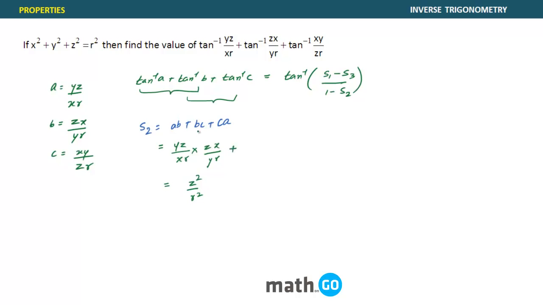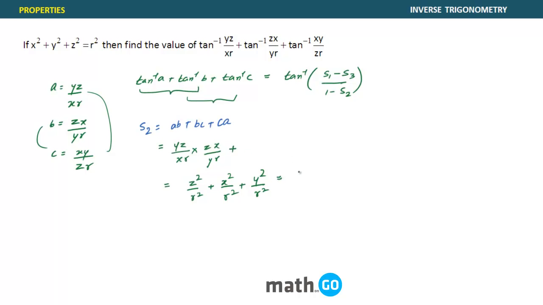Similarly, you can solve BC. So if you multiply these two terms, what will cancel out? See, z cancels out and y cancels out. So you actually get here x square by r square, and similarly I can say that the last term, if you do A and C, these two terms, you will be left with what? Y square by r square.